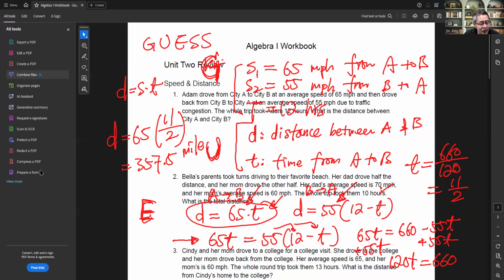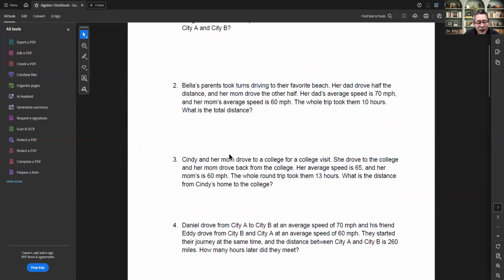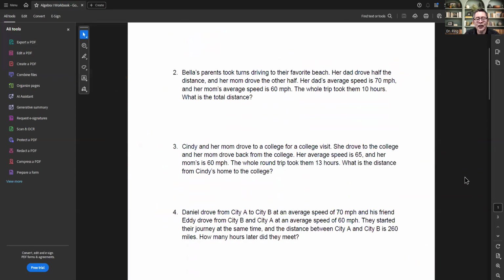Okay, let's look at the second one. Bella's parents took turns driving to her favorite beach. Her dad drove half the distance and her mom drove the other half. Her dad's average speed is 70 miles per hour and her mom's average speed is 60 miles per hour. The whole trip took 10 hours. And when we're solving word problems, it's always helpful to do a simple sketch.